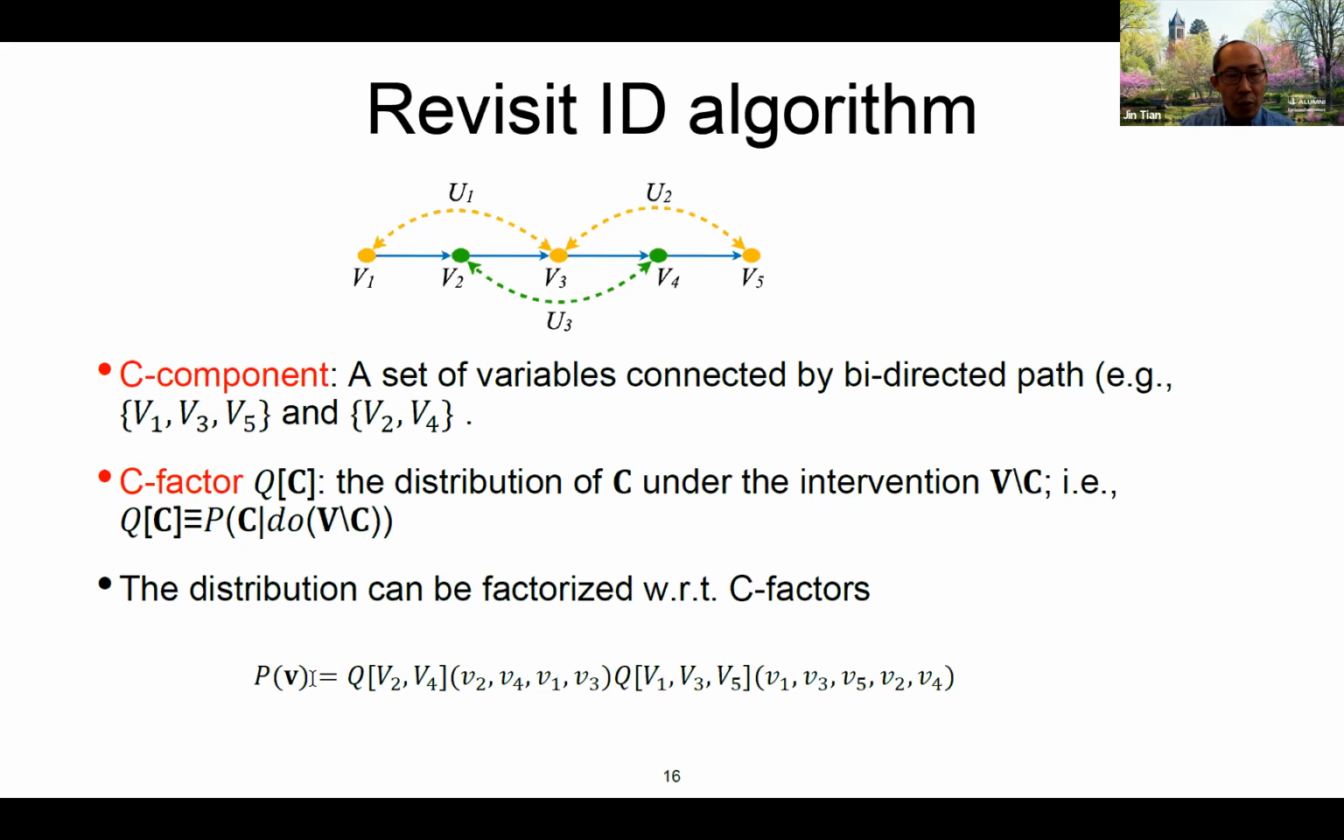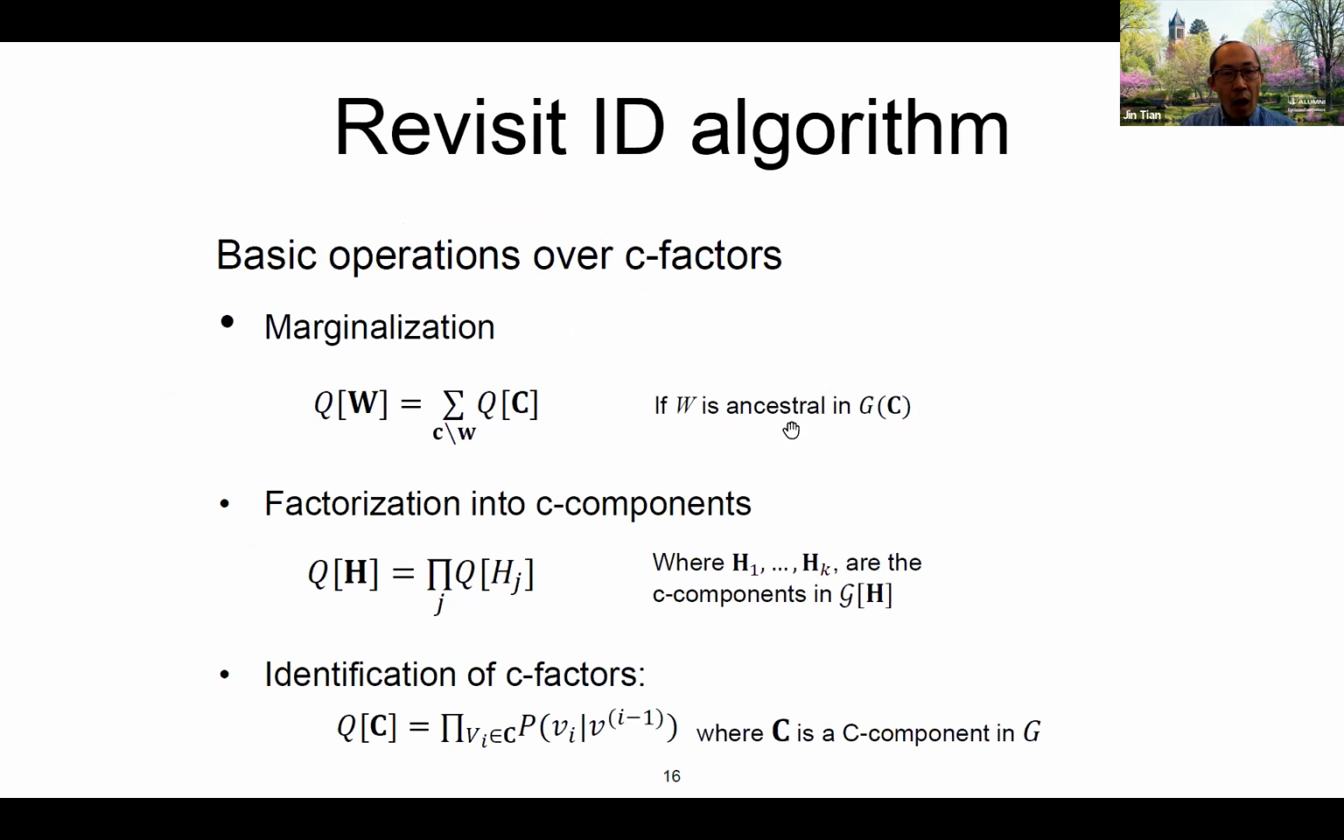It turns out the joint distribution can be factorized into a product of the C-factors over the C-components in the graph. So this is essentially a generalization of the standard Markov factorization into models with hidden variables. And for the basic operations we can do with C-factors, if W is ancestral in the graph, then we may estimate Q_W from Q_C.